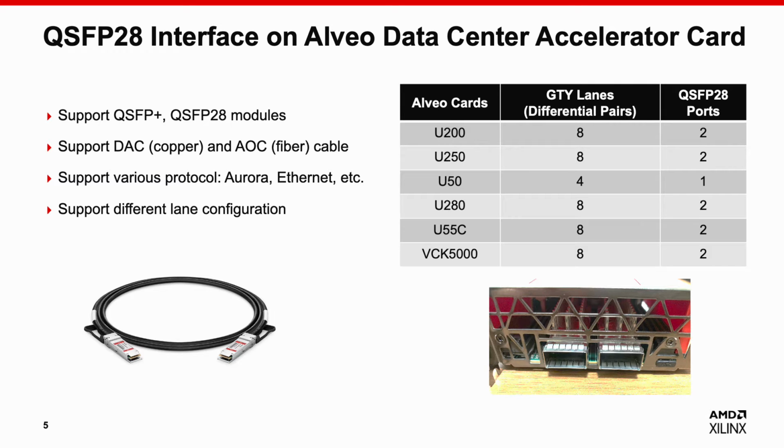As you may have noticed, most Alveo cards provide 1 or 2 QSFP28 interfaces, which are bound to the GTY transceivers of the FPGA. The QSFP cages on Alveo support the 25 gigabits per second QSFP28 modules and are backward compatible with the 10 gigabits per second QSFP Plus modules. Both copper and fiber cables can be used according to the various distance requirements. The user can implement Aurora, Ethernet, or other communication protocols using the GT kernels and the QSFP28 interfaces on the Alveo cards.